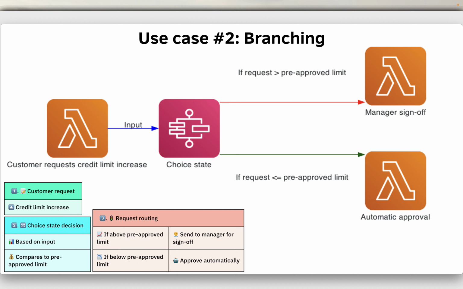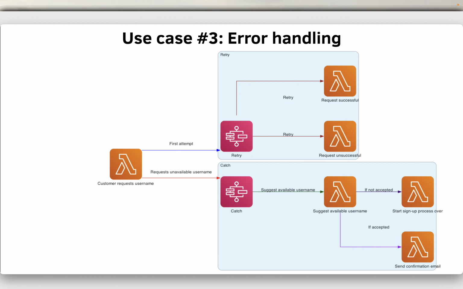If it is below the pre-approved limit, Step Functions approves the request automatically. So you can have automatic approval, and also a Lambda function which may take an additional step like emailing or some kind of notification. Next kind of use case is error handling.